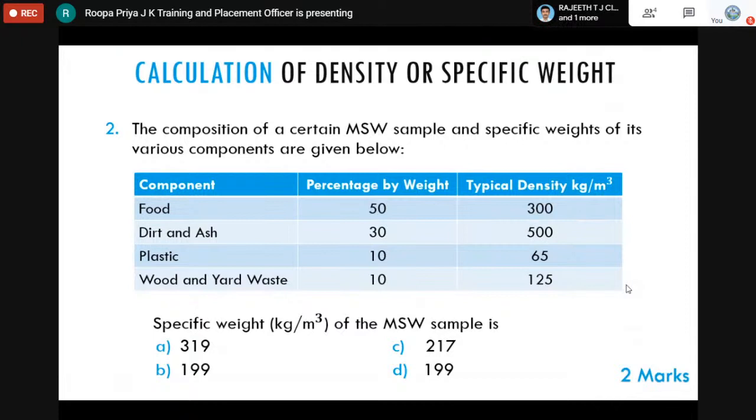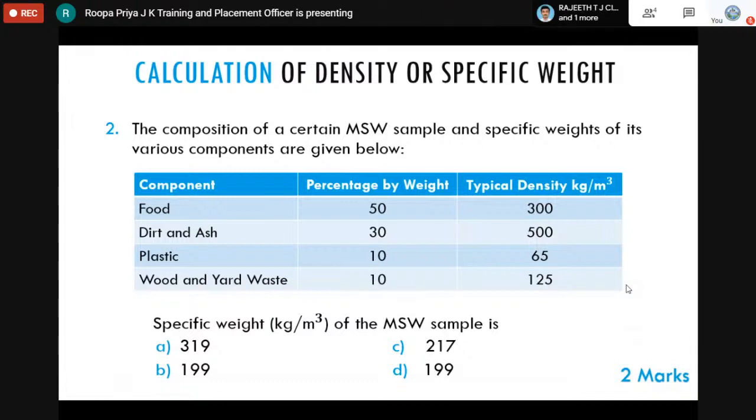There's another question. This is again picked up from another question paper, a similar question where you have to again find the specific weight of the various components. This question again carries 2 marks. It's a very simple question and it has only 4 different components, so it should be easy for you to solve.